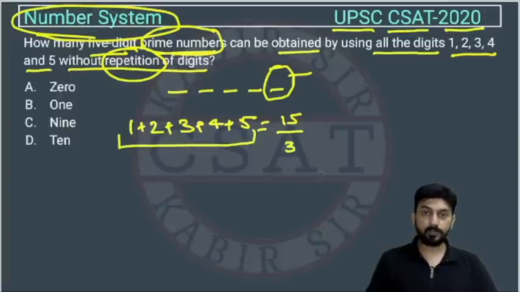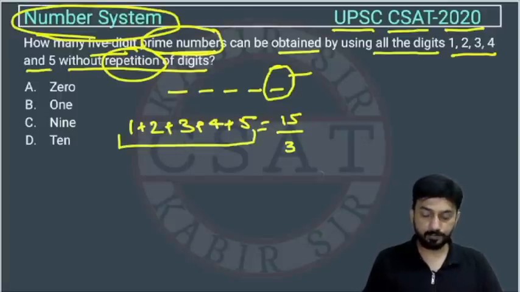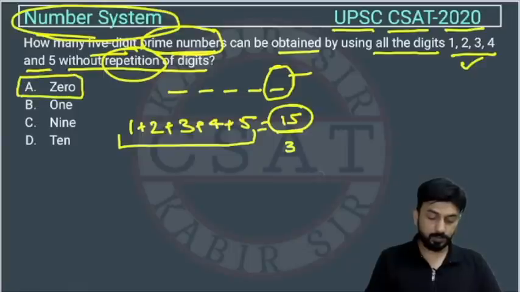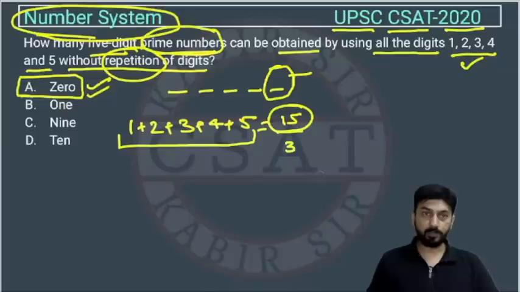No matter how you put these numbers, the sequence can be anything. It won't matter because at last we are doing additions, right? So the total will be 15 and this 15 is divisible by 3, right? So with these numbers we cannot find any prime number. So the answer will be 0. With these numbers we cannot make any 5-digit prime number, right? So the answer is option A.